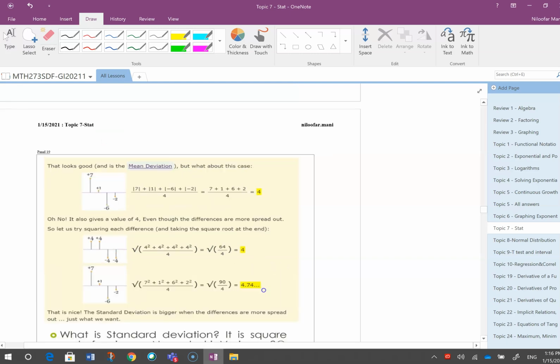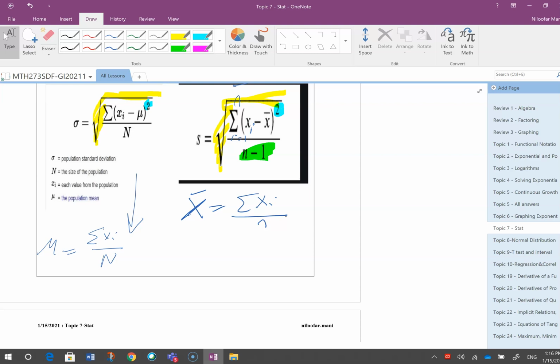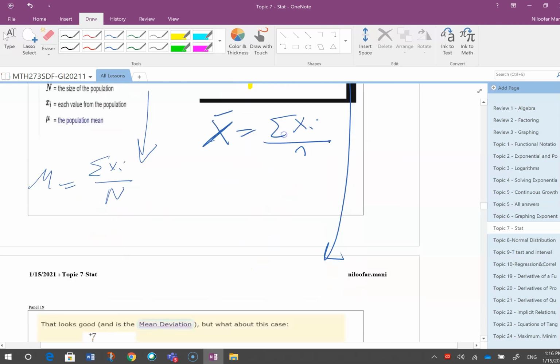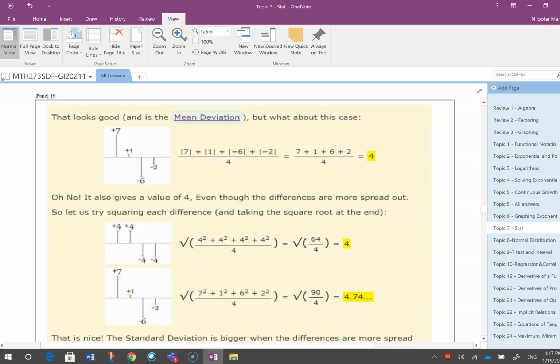Now I show you why I square them. So the first thing: why I square them. This one goes to the next page. Look here, I may have to zoom in. If I have the differences, for example the deviations, say I have 4 data points xi. I find x bar, meaning I add them all and divide by 4, and then I do x1 minus x bar, x2 minus x bar, x3 minus x bar, x4 minus x bar. I have 7, 1, minus 6, and minus 2.